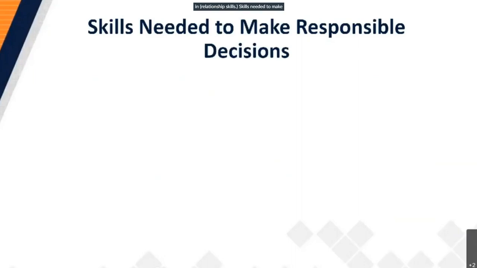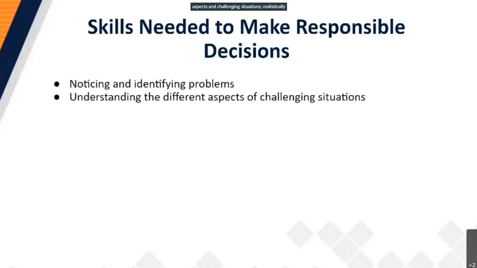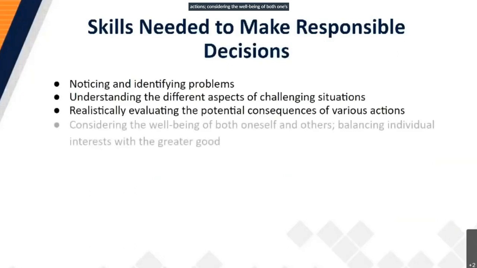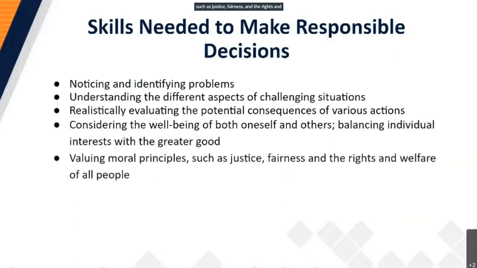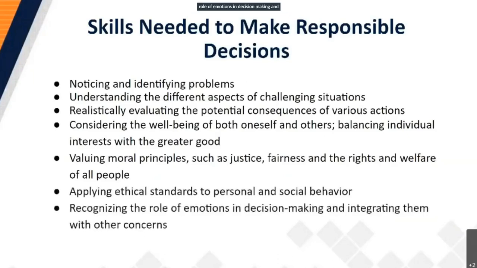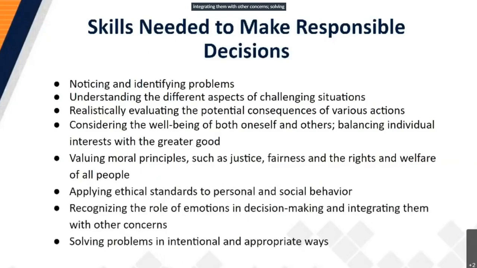the relationship skills. Skills needed to make responsible decisions would be noticing and identifying problems, understanding the different aspects in challenging situations, realistically evaluating potential consequences of various actions, considering the well-being of both one's self and others and balancing individual interests with the greater good, valuing moral principles such as justice, fairness, and the rights and welfare of all people, applying ethical standards to personal and social behavior, recognizing the role of emotions in decision making and integrating them with other concerns, solving problems in intentional and appropriate ways, and reflecting on one's own actions.